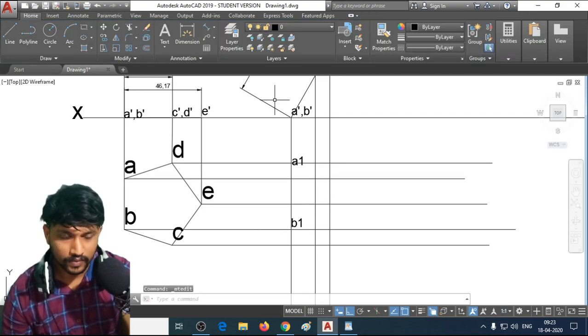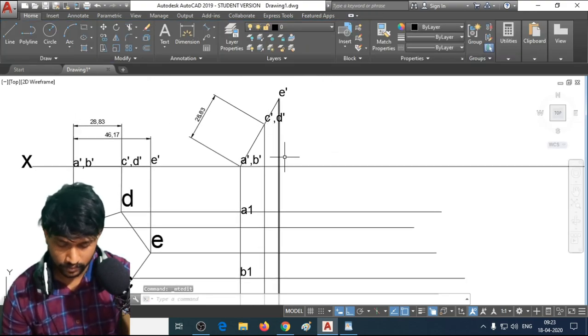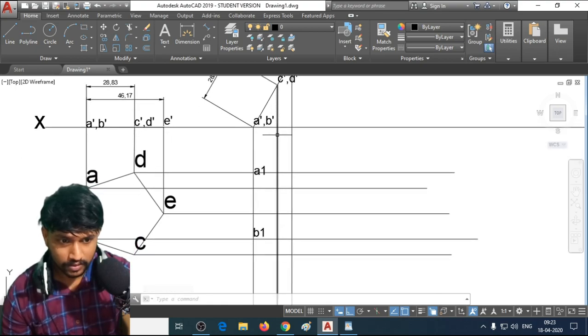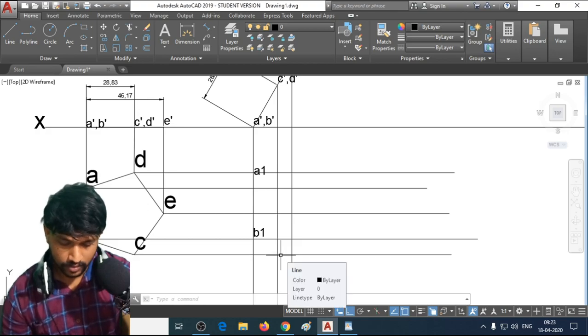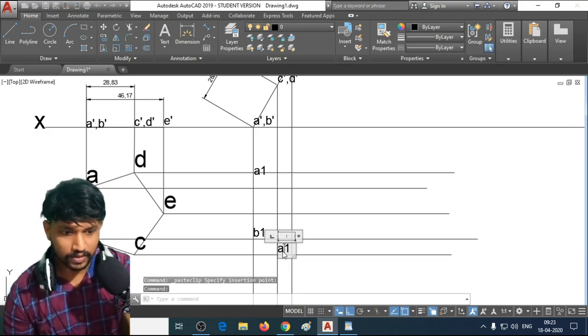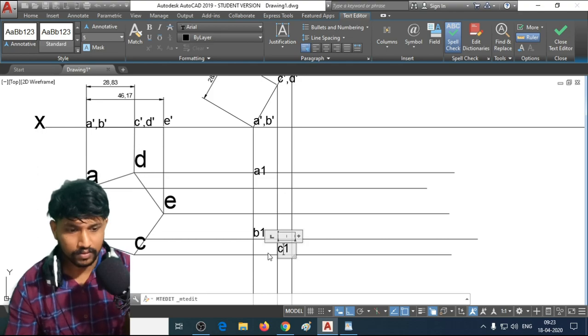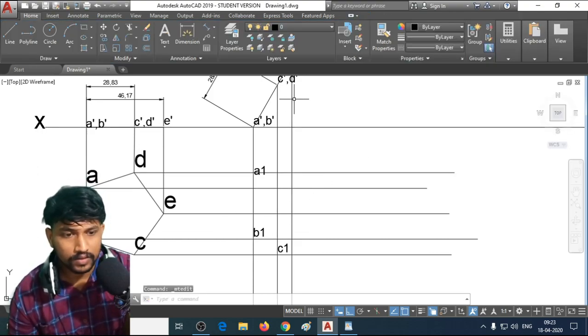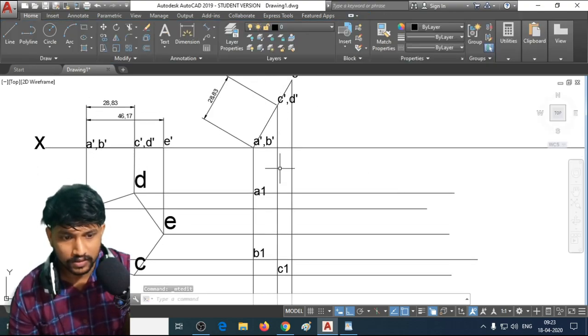B1, and similarly the C dash and the C projection lines are going to meet here. So I'm going to name this one as C1. Now similarly, the C dash D dash projections are meeting here.